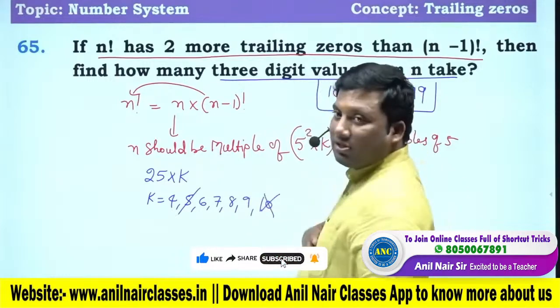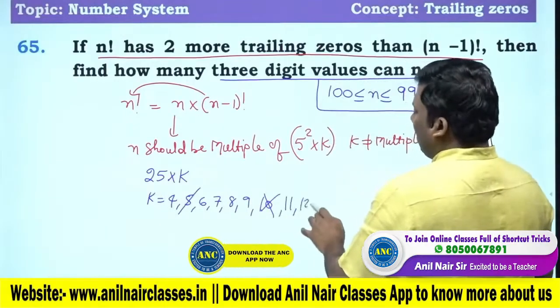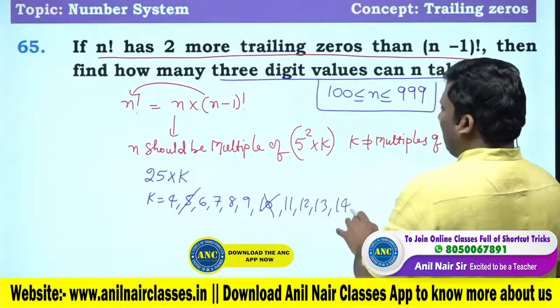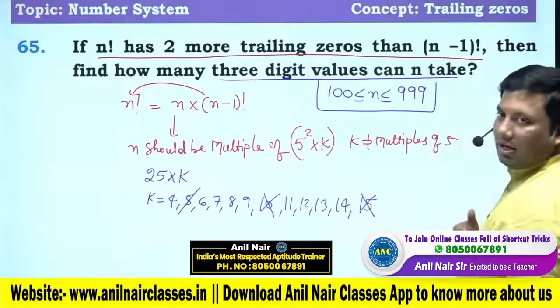10. Is it possible? 10 means here 5 square, here 5, 5 cube I will get. 11? Yes. 12? Yes. 13? Yes. 14? Yes. 15. Is it possible? No.